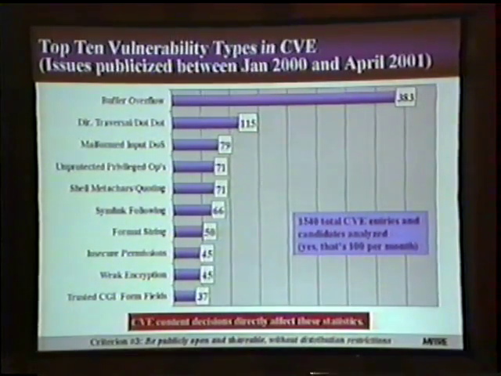Buffer overflows, the good old classic buffer overflows, been around for decades as far as the security gurus tell me. 25% of them, still. 25% of all the reported problems in that 15-month period that we captured with CVE were buffer overflows. A lot of these aren't necessarily very surprising. Dot problems, directory traversal come in at number 2. Malformed input denial of service was sort of a weird one that I was kind of surprised about.